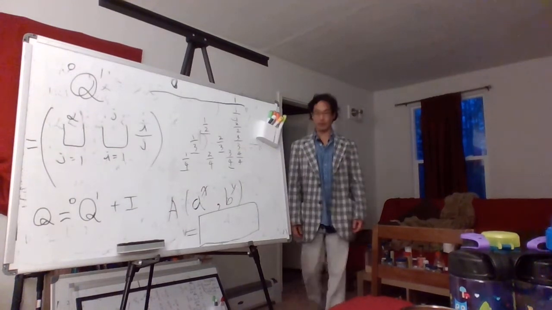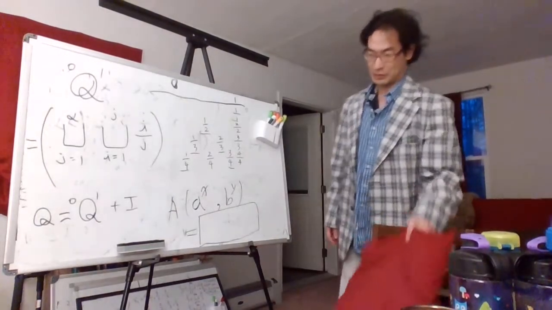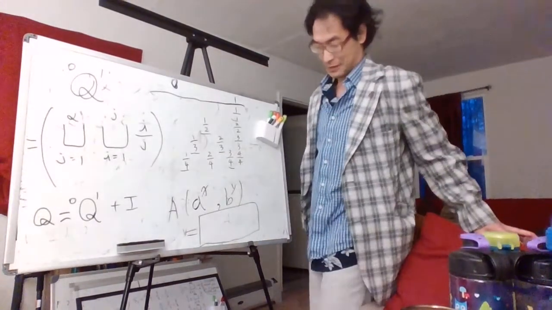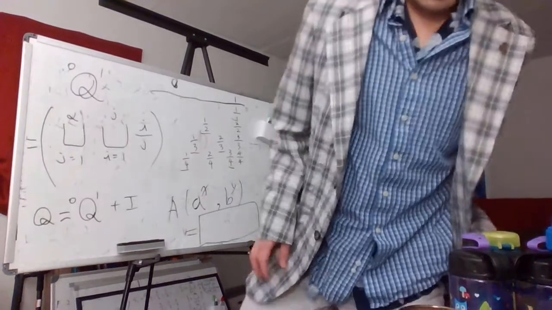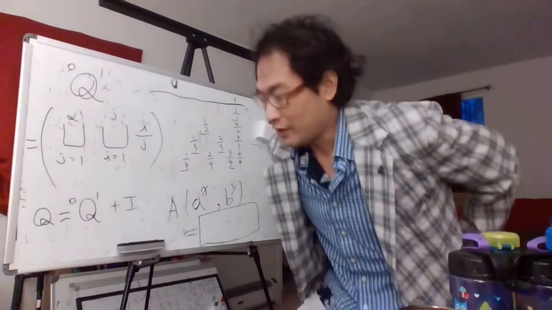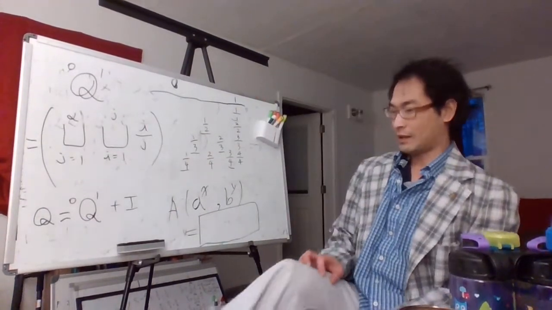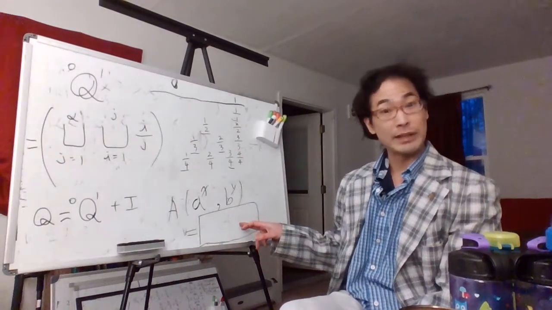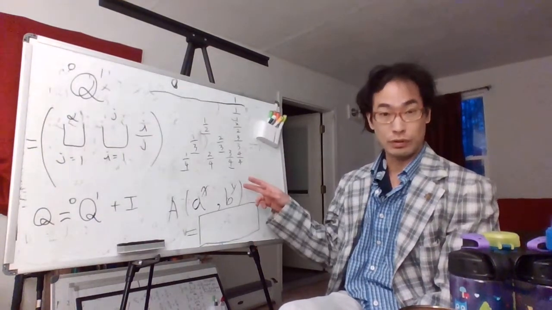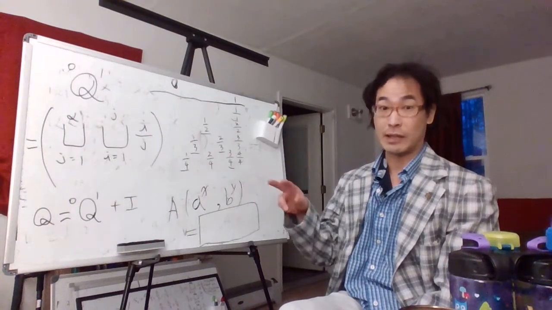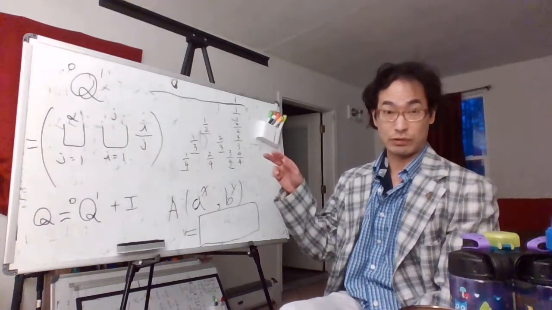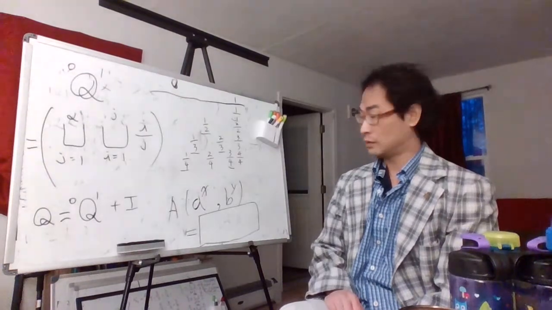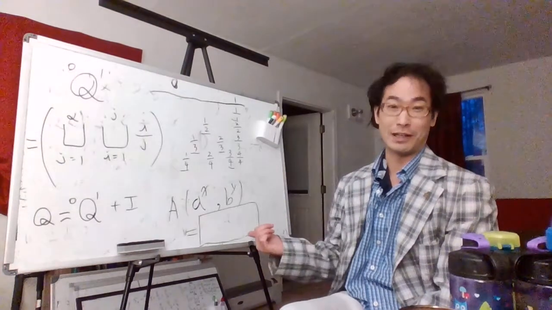Generalization of averaging. This generic formula will include the arithmetic average, like a plus b over 2, and also the geometric average, the square root of a times b. You need more time? I'll give you more time.